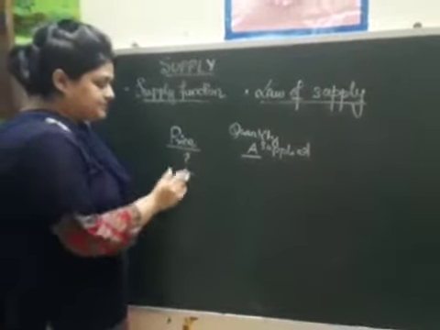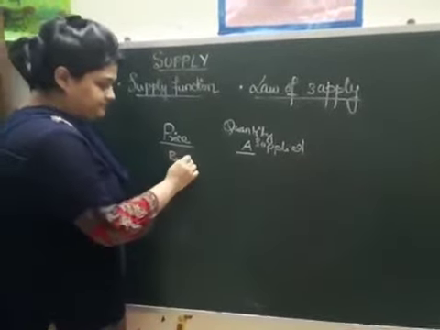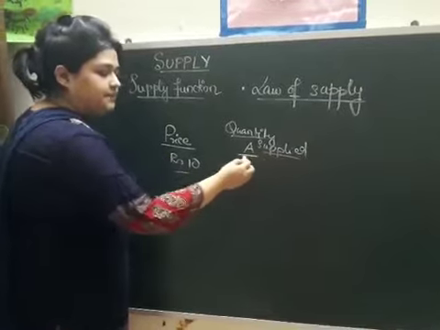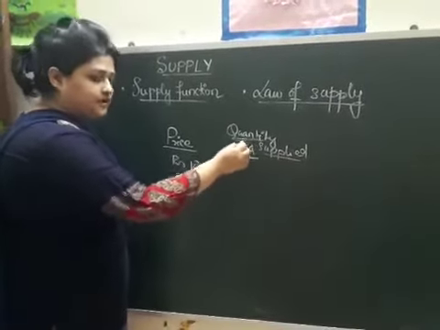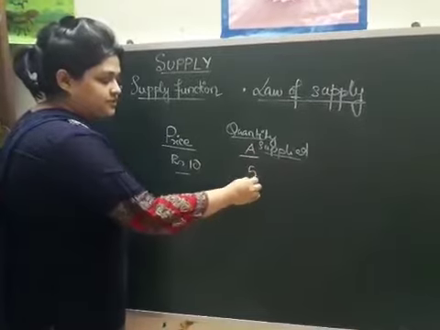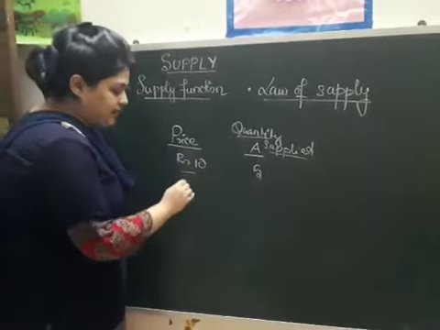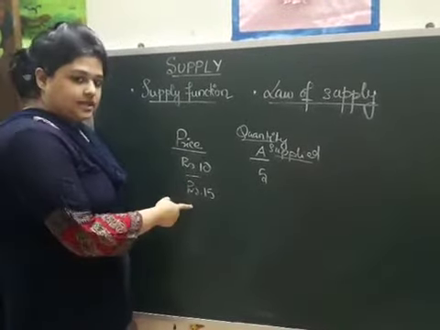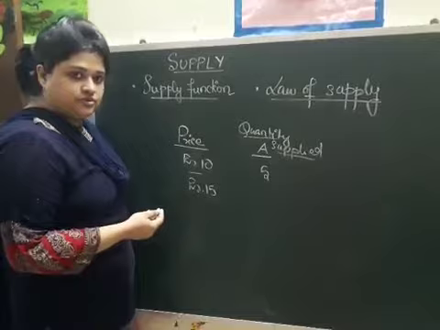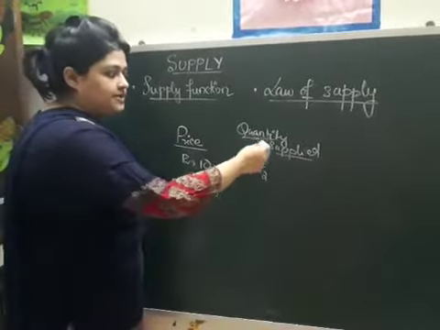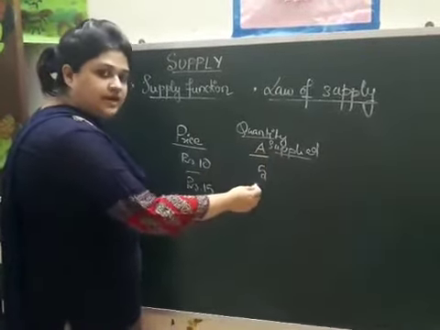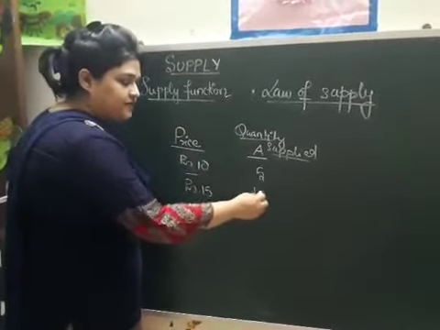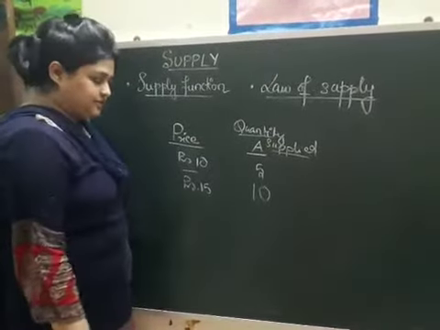So when the price is rupees 10, what is the quantity that the producers are willing to supply in the market of this product A? Suppose 5 units. Suppose the price increases and becomes 15. So more the price, more will be the profit for the producers to sell it. So the quantity supplied of A, or the willingness of the producers to supply A in the market, will increase. So instead of 5, now they will supply 10 units.